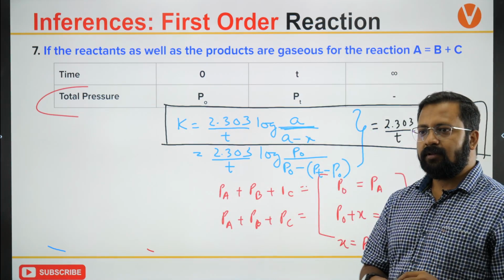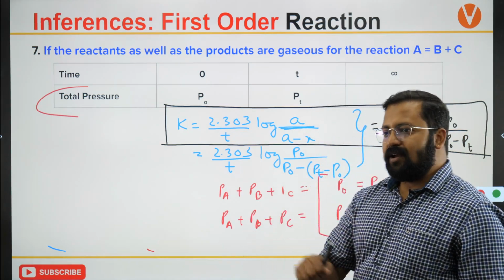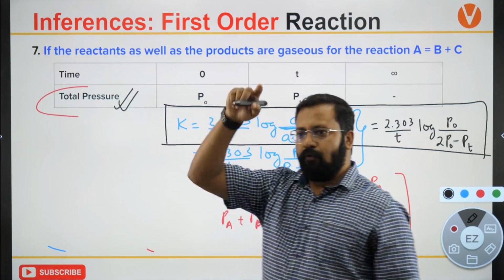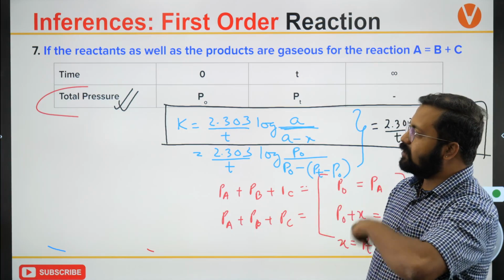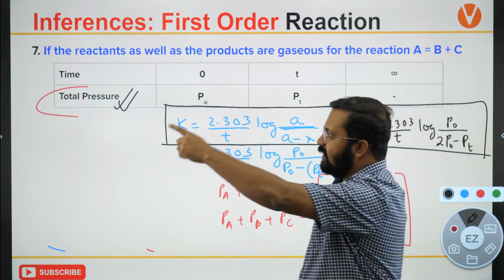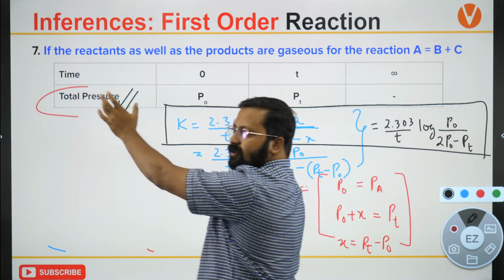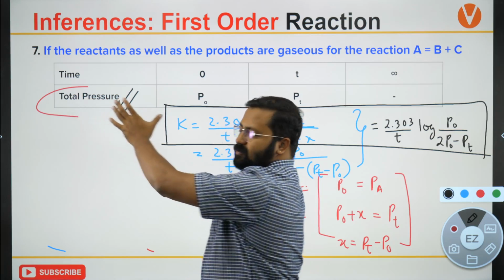Okay, अरे शिव, उस केस में ये चीज क्या थी? वो वाले केस में, अरे what was the difference? In the previous case, this information was pressure of A. In this case, this is total pressure.